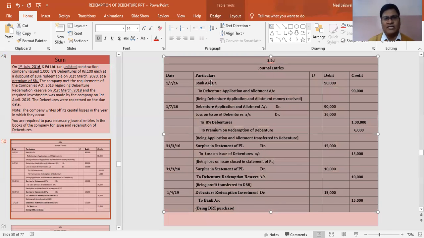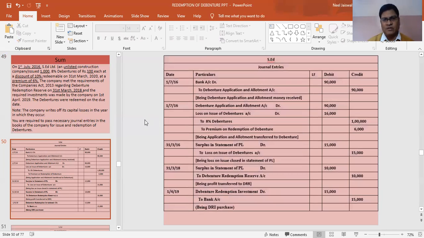When we are writing debenture application and allotment, we have to close this application and allotment event. When we are closing on 1/7/16 only, debenture application and allotment debit 2.8% debenture 1 lakh, but debenture application and allotment is only 90,000. So 10,000, the discount part, we have to write, and we are going to redeem the debentures at 6% premium. So we write premium on redemption of debenture 6,000, and that 10,000 discount. So 16,000 is the total discount and loss.